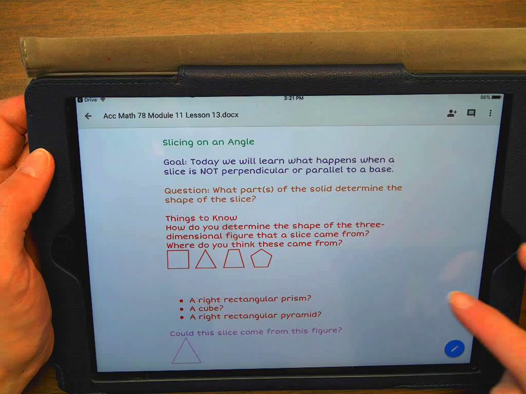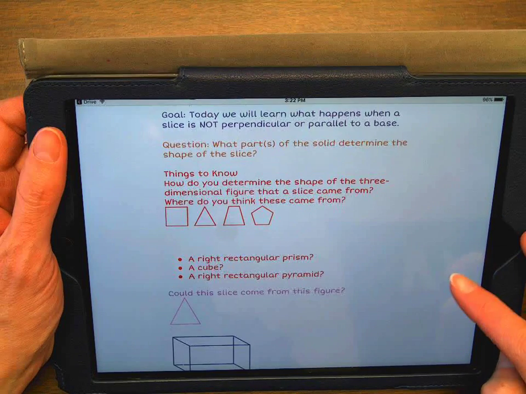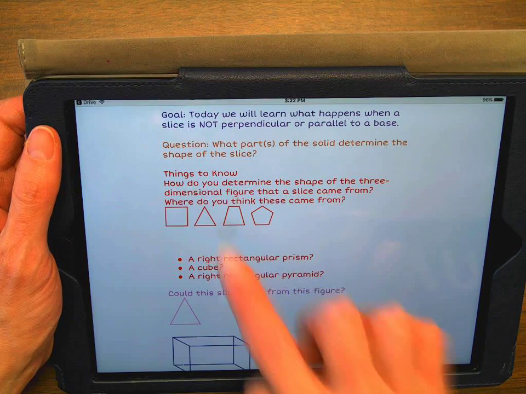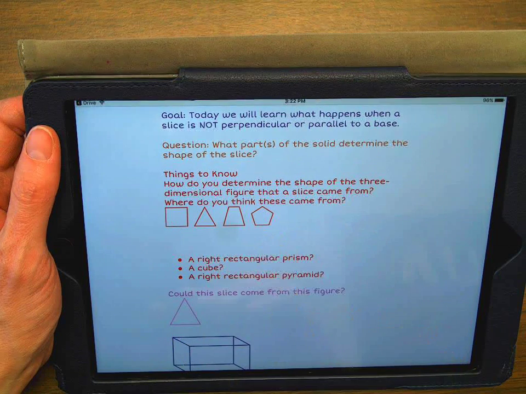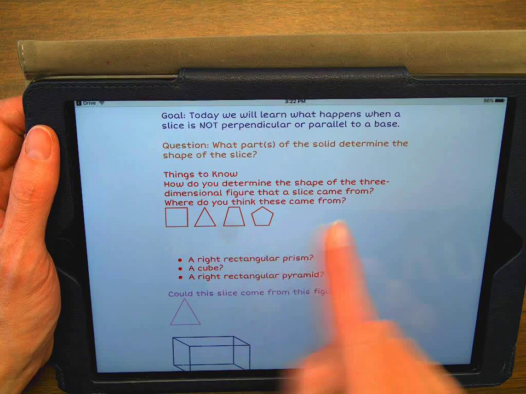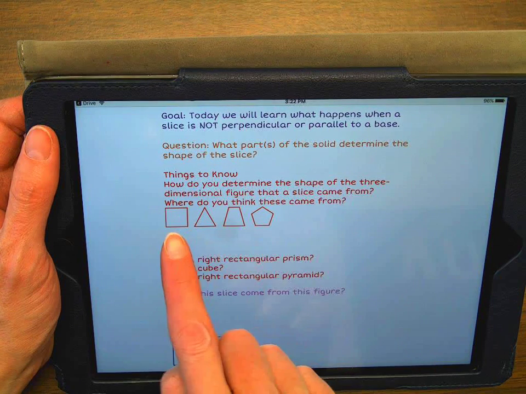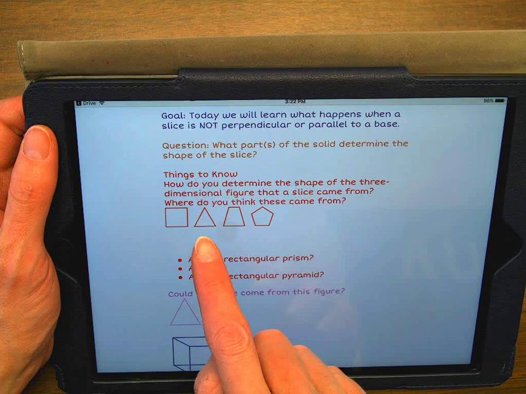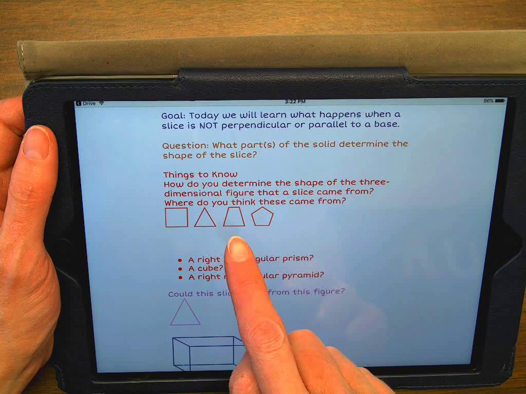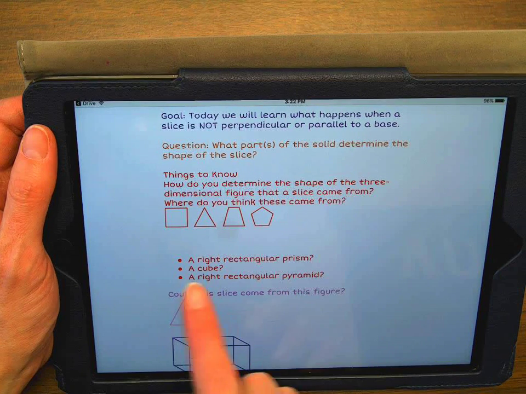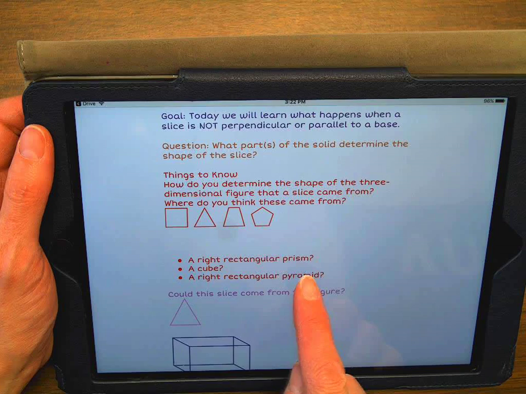Things to know. How do you determine the shape of the three-dimensional figure that the slice came from? Okay, that's something that I want you to be thinking about. Where do you think these slices came from? Okay, so we're looking at that one, that one, that one, that one. Some of you may be thinking for this one, oh, well, maybe it's a cube, right? Because it's in the shape of a square. Some of you may be thinking on this one, oh, maybe it's a triangular prism. Maybe this one is a trapezoidal prism. Maybe this is a pentagonal prism. Okay, and so we have some examples down here of what I said, a right rectangular prism, a cube, a right rectangular pyramid.